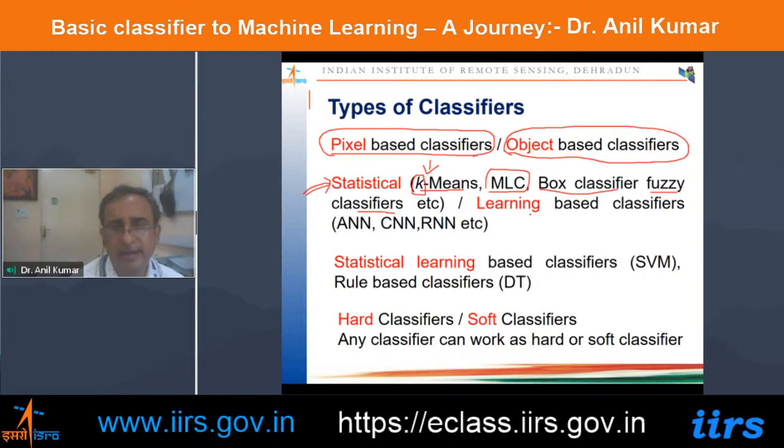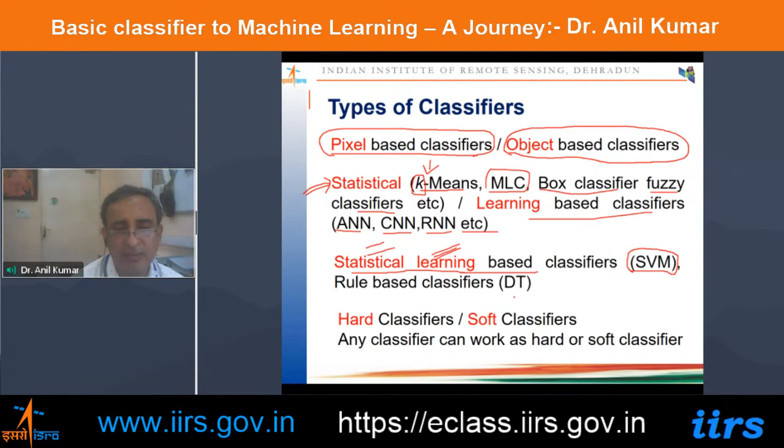Then you can have learning based algorithms like ANN, CNN, RNN, and so on. There are so many algorithms under the learning domain. Learning domain means the algorithms which use weights. So that algorithm is called a learning algorithm. The algorithm which uses statistical parameters is called a statistical algorithm. For statistical learning based algorithms you have the support vector machine, because it uses variance, statistical parameters, as well as weights. So this comes under the category of statistical learning based algorithm. It has two flavors, statistical and learning. So statistical parameters plus weights are also used.